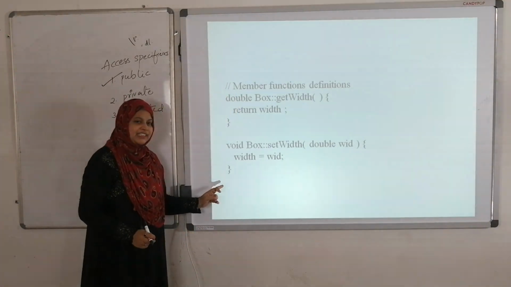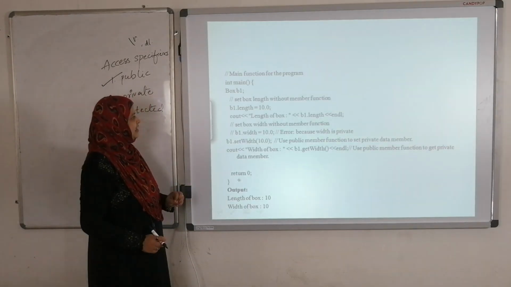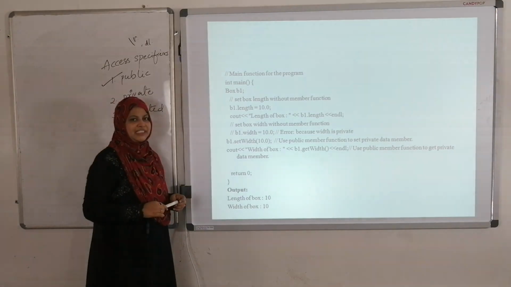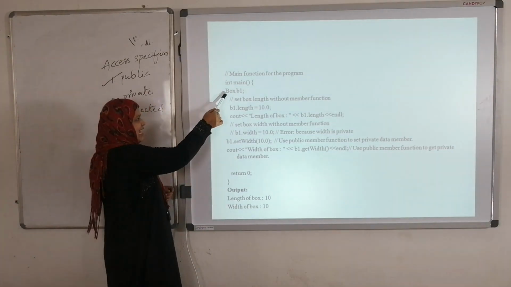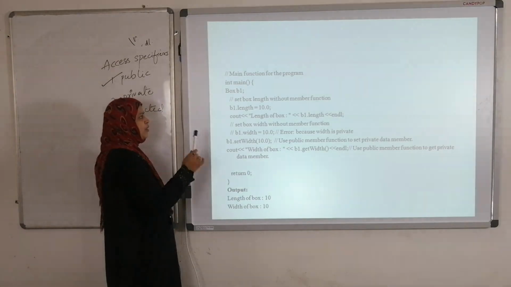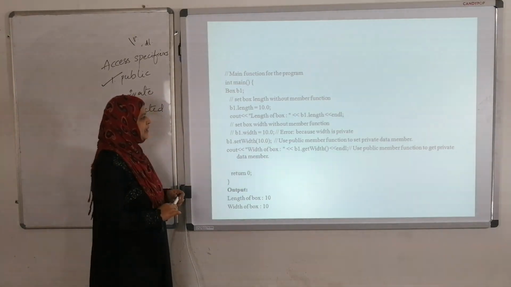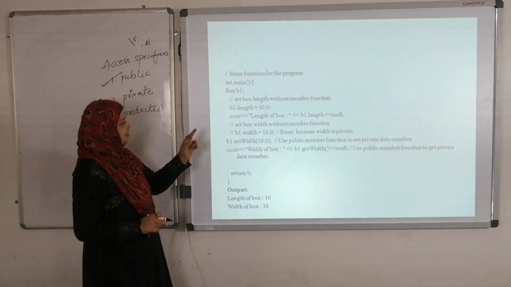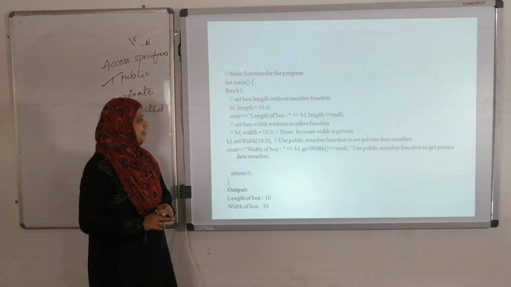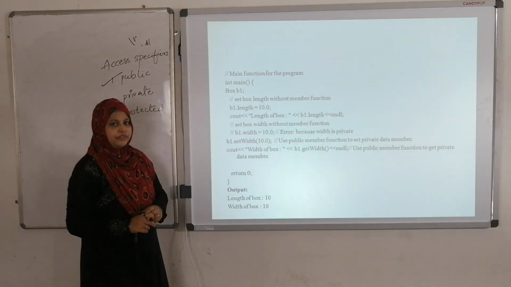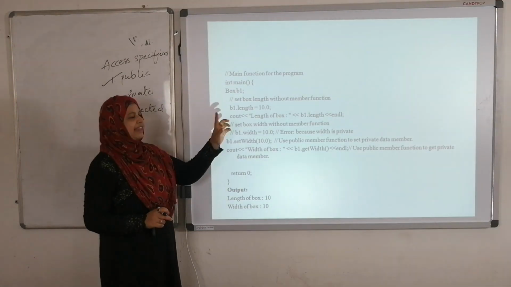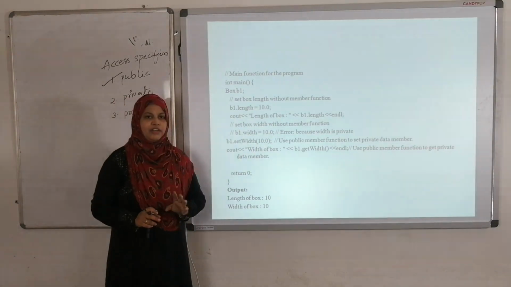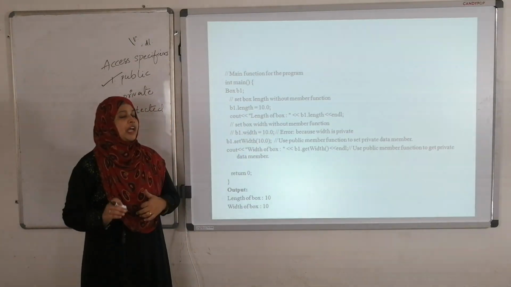Now we have to write the code for the main function. In int main, I am creating one object, b1. To create the object b1, first we write the class name Box, followed by the object name b1. By using b1, we are going to set the box length without a member function. b1.length is used directly to print out the length of the box, because length is declared as public.